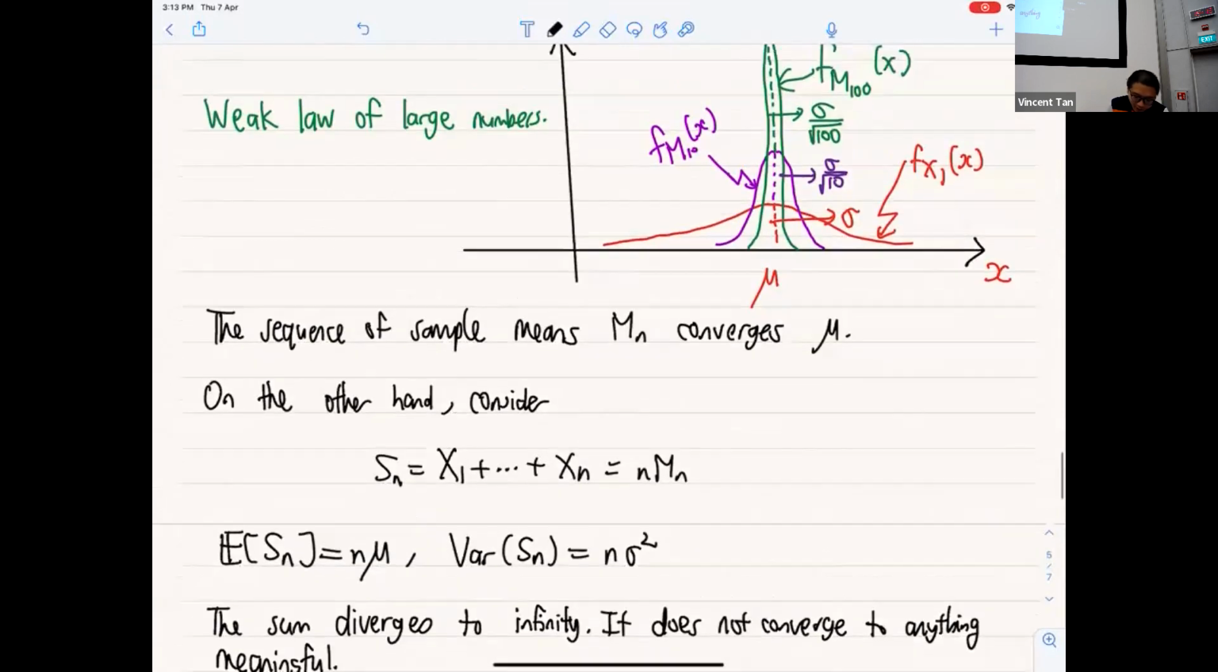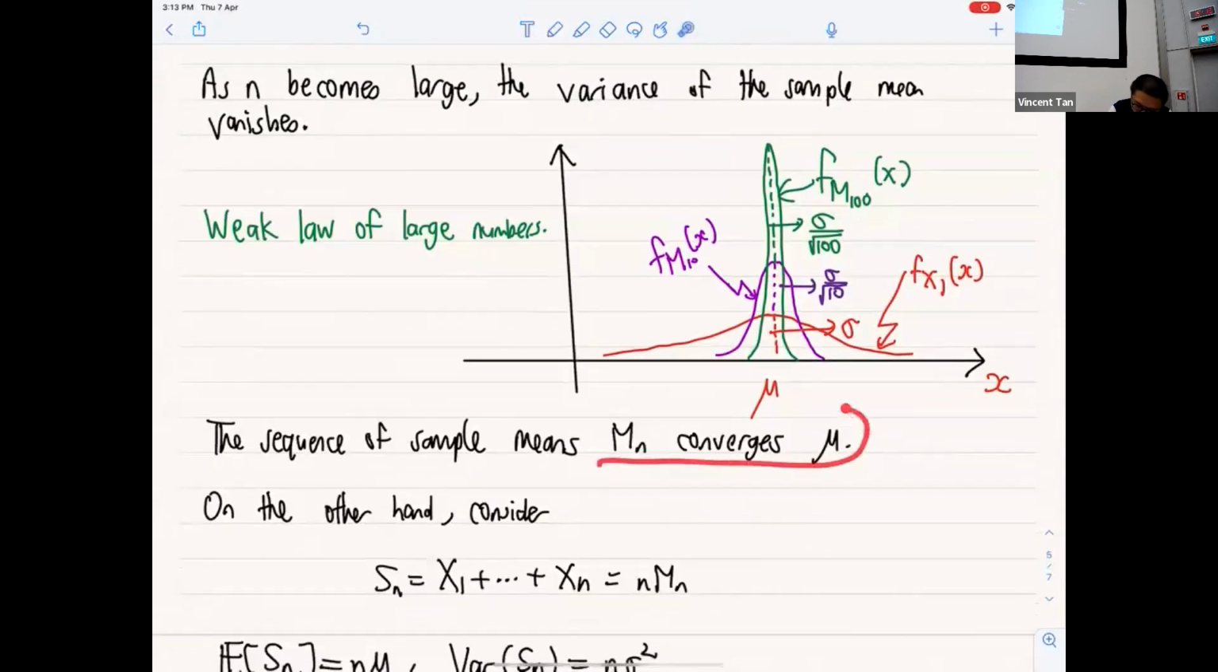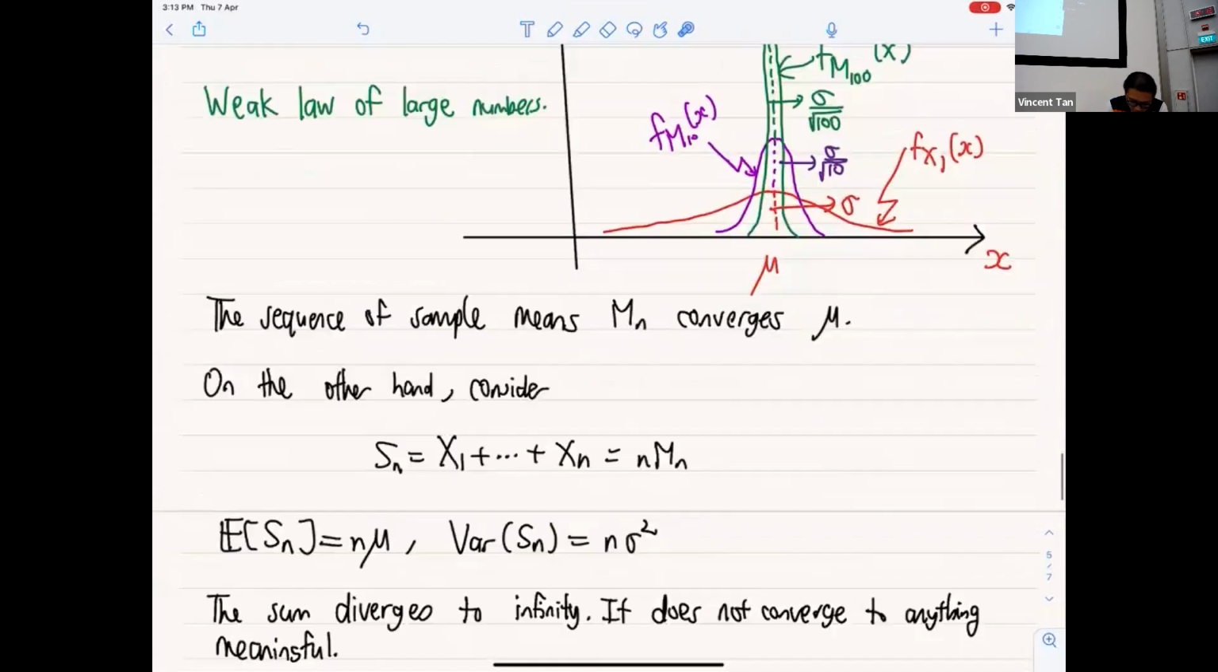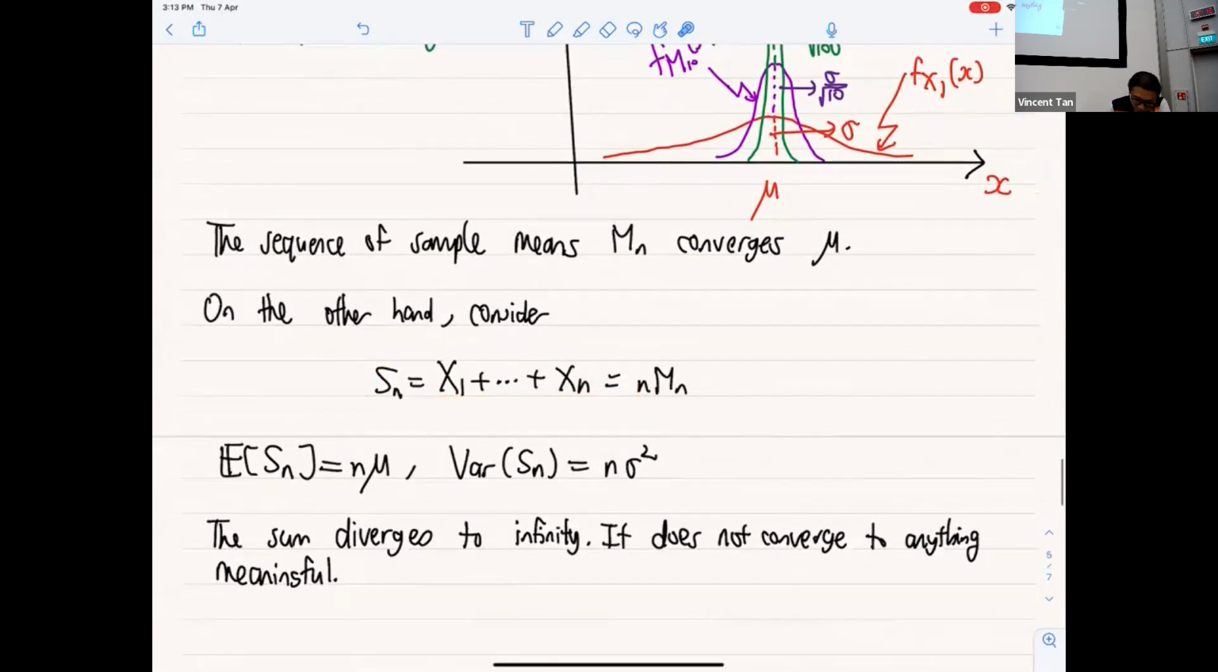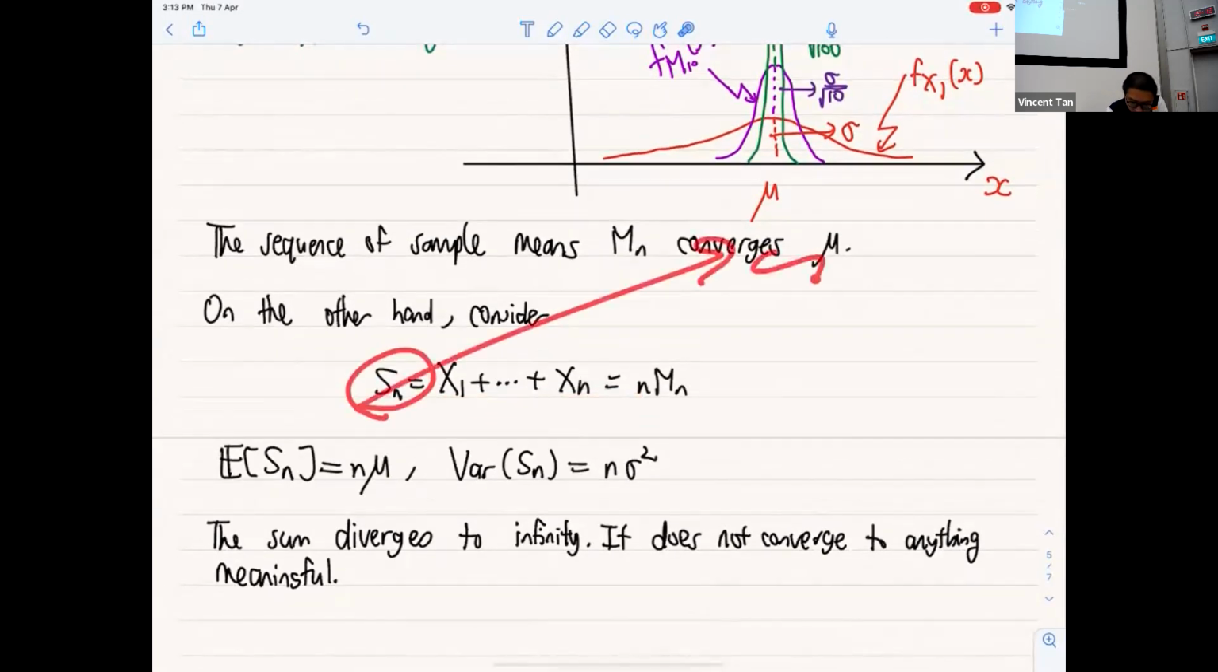So we have one case where Mn converges to mu, but the distribution of Mn converges to a spike. So it's not meaningful. On the other hand, if we just consider the sum and we don't normalize it by anything, then this sum diverges off to infinity. So these two extreme cases are not interesting.